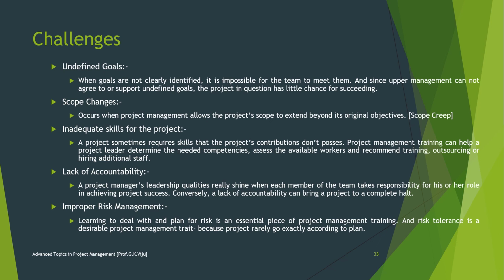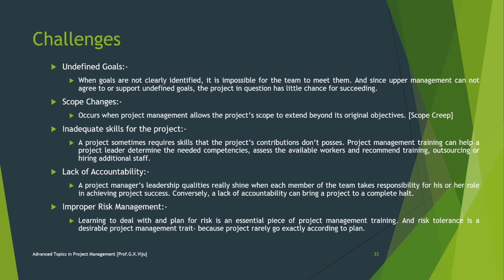That means when the client is continuously giving additional requirements, which affects the project schedule, project budget, and timeline. The third one is inadequate skills for the project. That's why the project manager should have the five skills: PMBOK, management skills, project management skills, project environmental skills, and interpersonal skills. A project sometimes requires skills that the project's contributors do not possess. Once you have project management training, we can avoid this challenge.